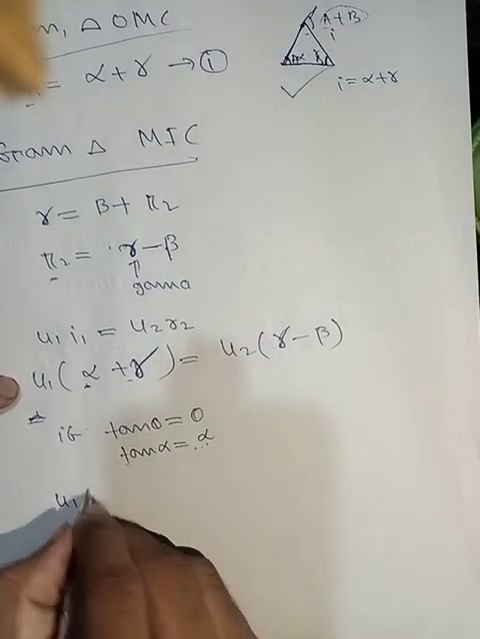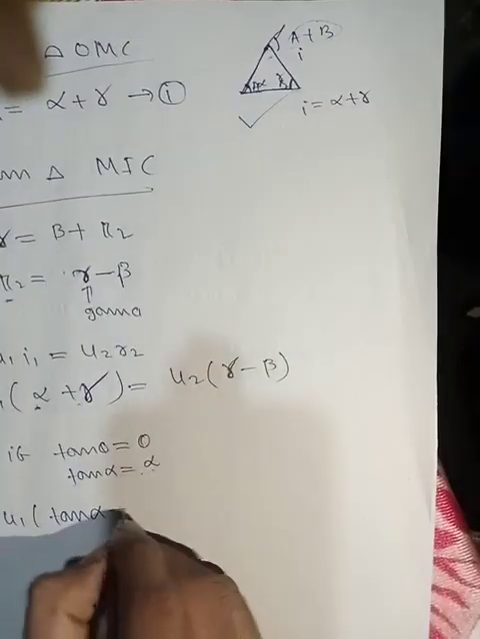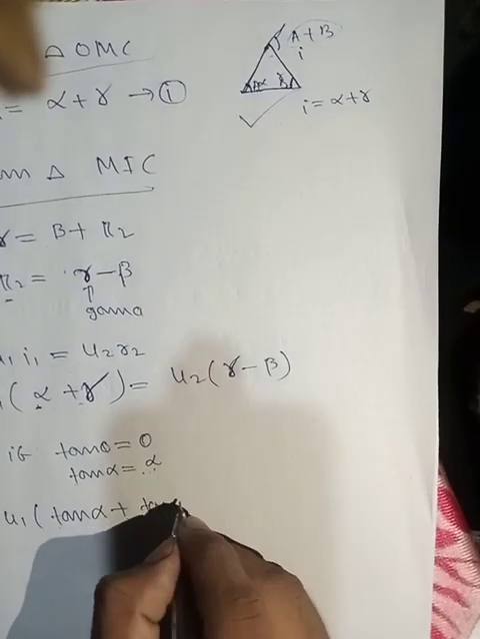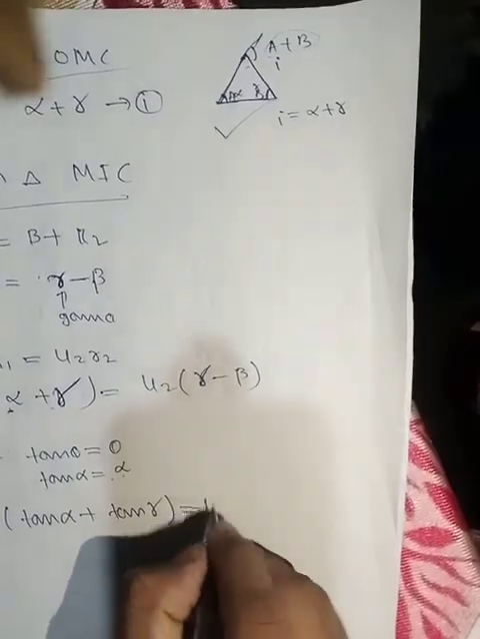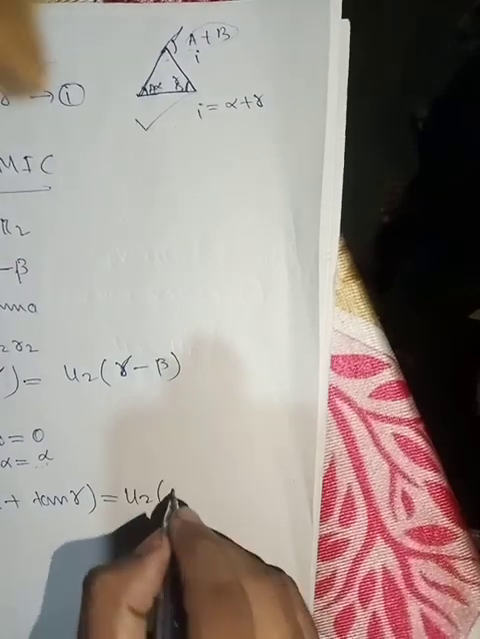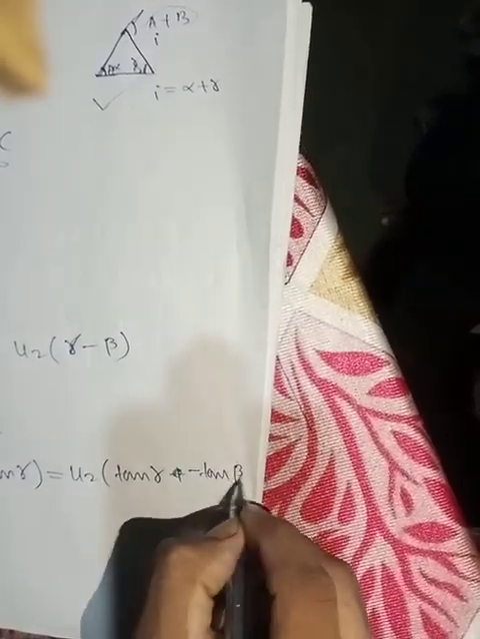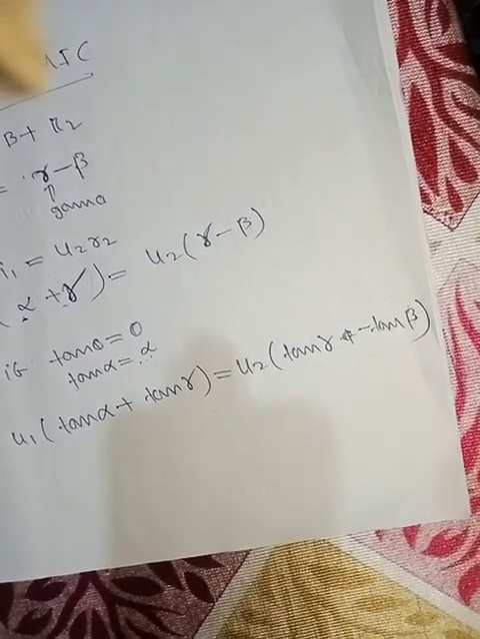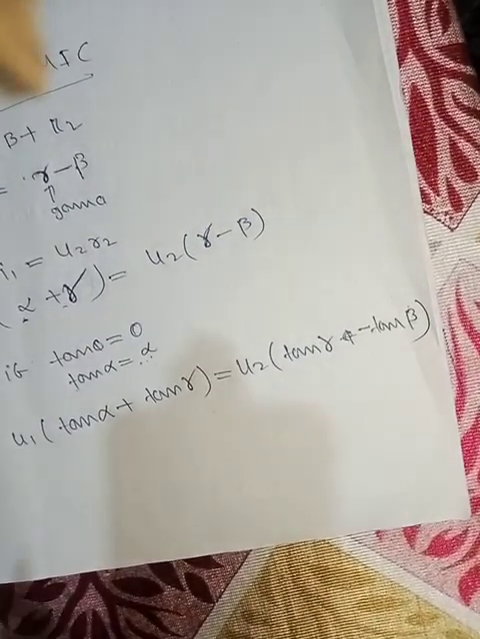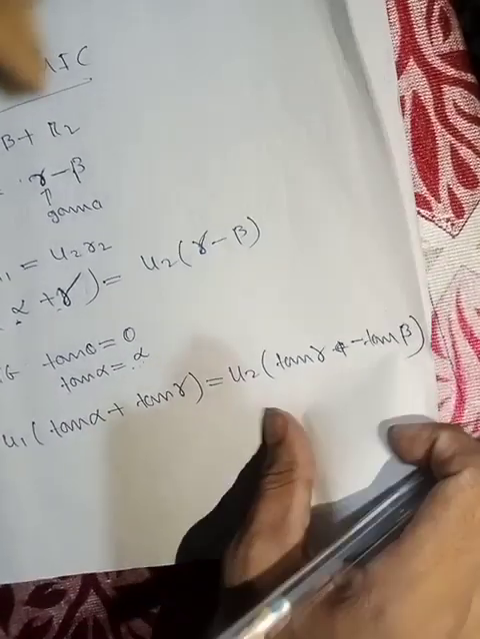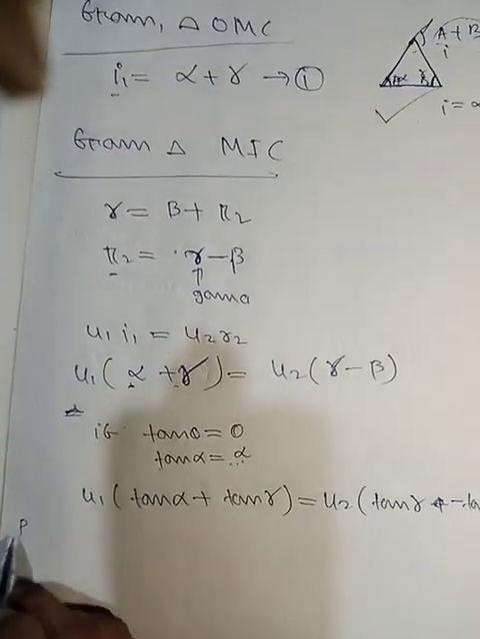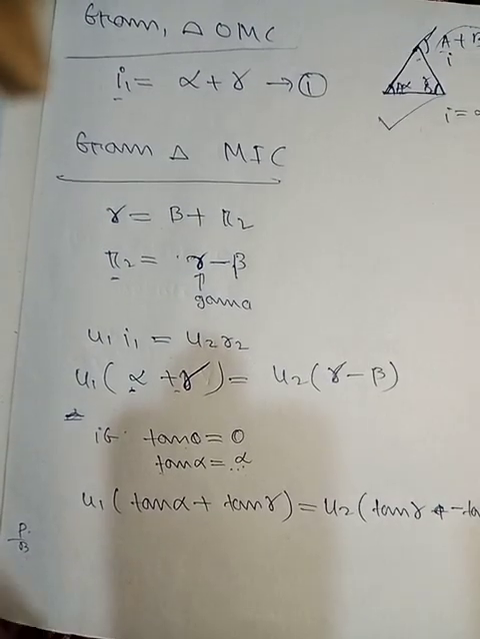So mu1 (tan alpha plus tan gamma) is equal to mu2 (tan gamma, sorry, minus tan gamma). Okay, don't be confused, my friend. From this you need to find the value of tan alpha. What is the value of tan alpha? Tan alpha is p by b, yes or no, perpendicular by base.